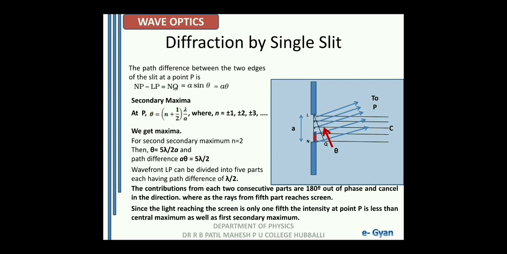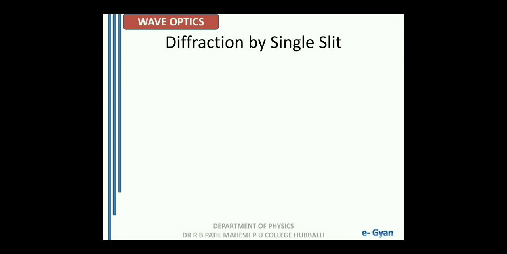Similarly, if I go for the third secondary maximum, I put n is equal to 3. Now I have to divide the whole wavefront LN into 7 equal parts. The first cancels with the second, the third cancels with the 4th, the 5th cancels with the 6th. Only 1/7 of the light will reach point P, which is at an angle 7 lambda by 2a. So its intensity will be still smaller. Thus the intensity of the secondary maxima decreases as n increases.